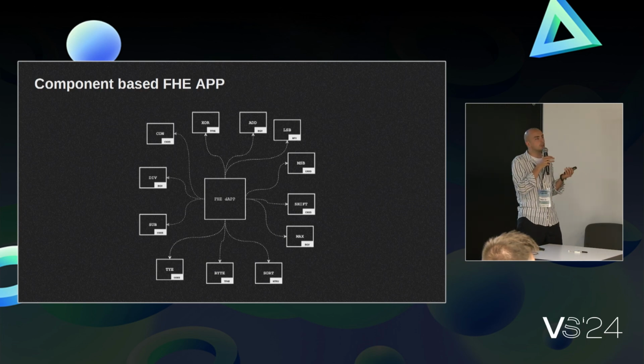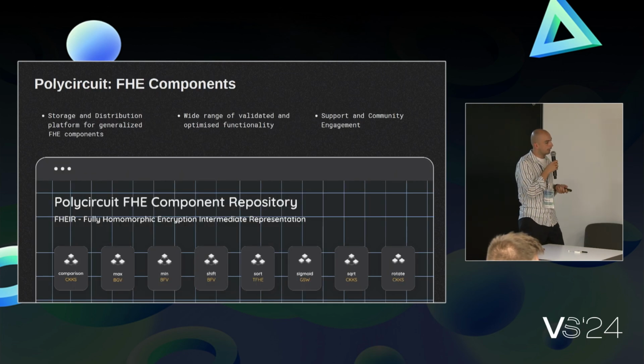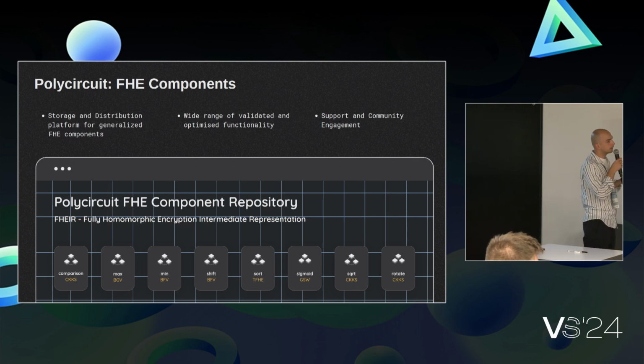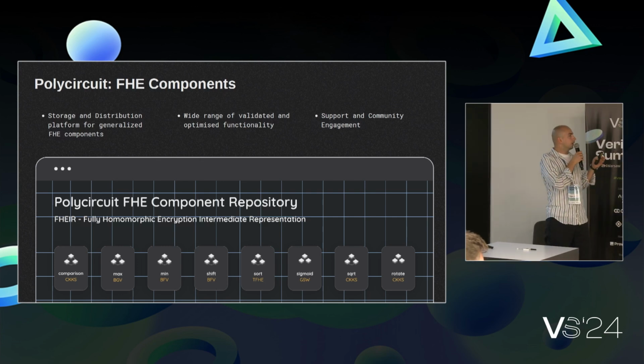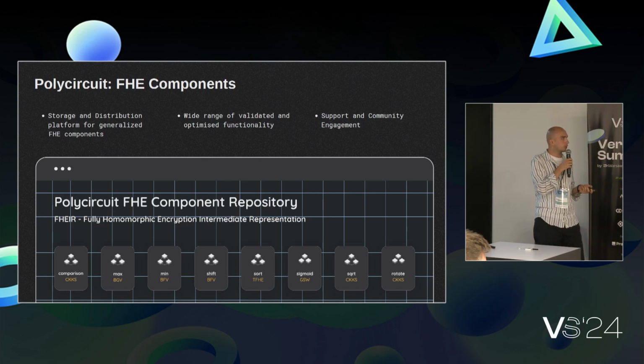So each application can be considered as a circuit. And we would like to provide a rich set of components. What we are doing is building a library of these components, which are universal components. Depending on the component, you can have different schemes. And this is the first of our products: the Polycircuit library, an open source library of FHE components. You can just take it, use it, and build your applications.